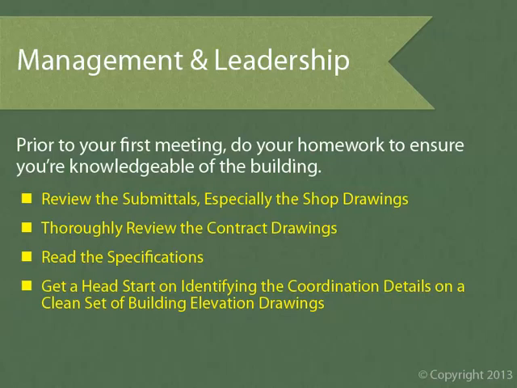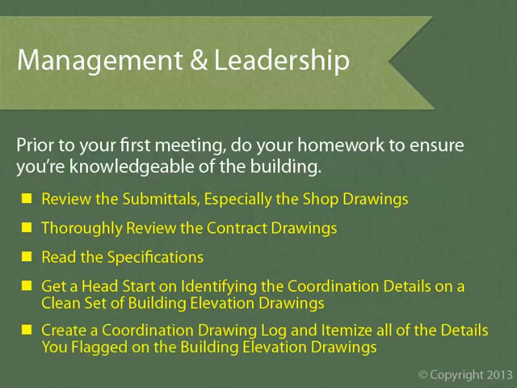Get a head start on identifying the coordination details on a clean set of building elevation drawings. We discussed this when I brought up the marked up photo of the building elevation. Be sure your numbered drawing is ready for the first meeting, because that drawing lays the foundation for the exterior skin coordination process. Create a coordination drawing log and itemize all the details you flagged on the building elevation drawings. For this first meeting, the log needs to be ready, but at this point, all you truly need is the coordination detail number, detail description, and contract drawing reference columns filled out.